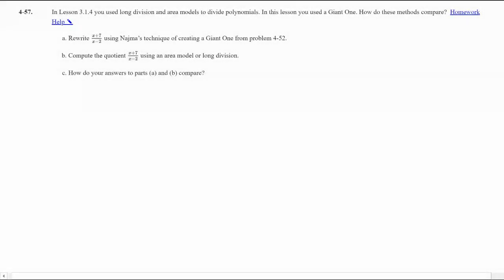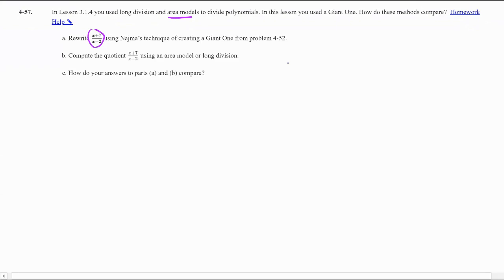So back in 3.1.4, we used long division or area models to divide. In this lesson, we used a giant one, and it's going to ask how do these methods compare. So the first thing that we're going to do is take an example, and use Najma's technique of creating a giant one from number 52.